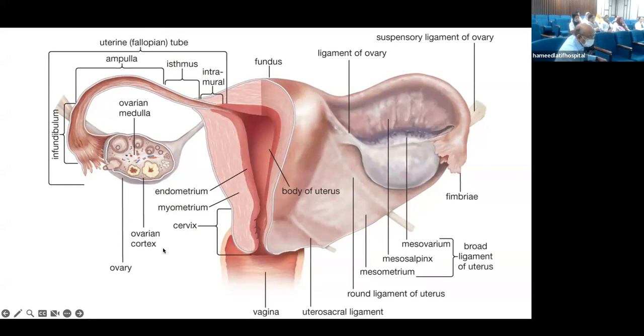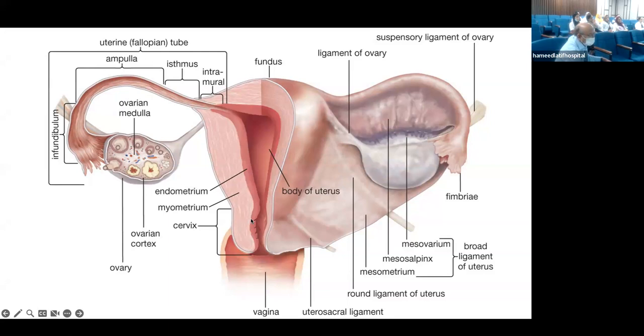It is important to know the various parts of the tube. This is the intramural part, which is within the uterine wall. Then is the isthmic part, which is the narrowest part. Of course, the intramural part is narrow, but the isthmic part is the narrowest part in the tube which is visible outside the uterus. And this ampullary part is comparatively broad, and then of course the infundibulum. And this is the area where fertilization takes place. And then of course, ovarian cortex and ovarian medulla, we talked about that in the last session.